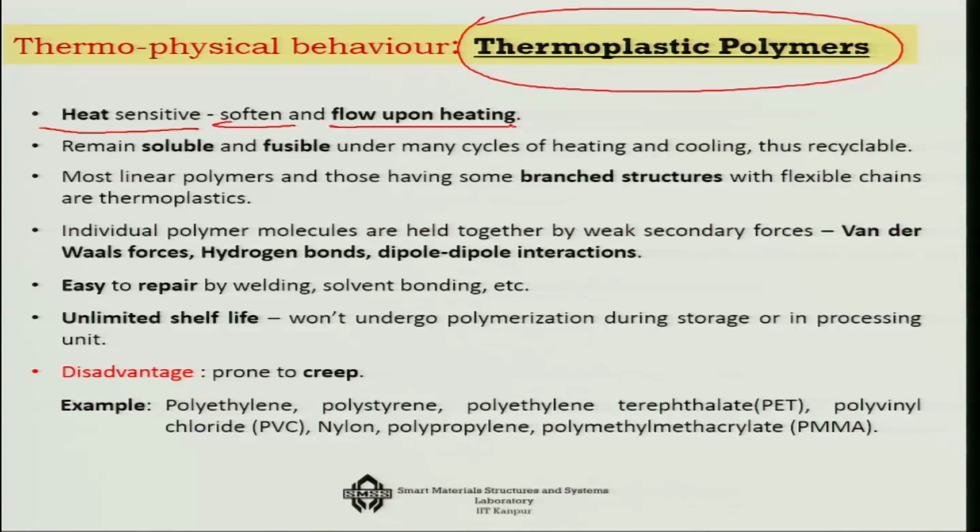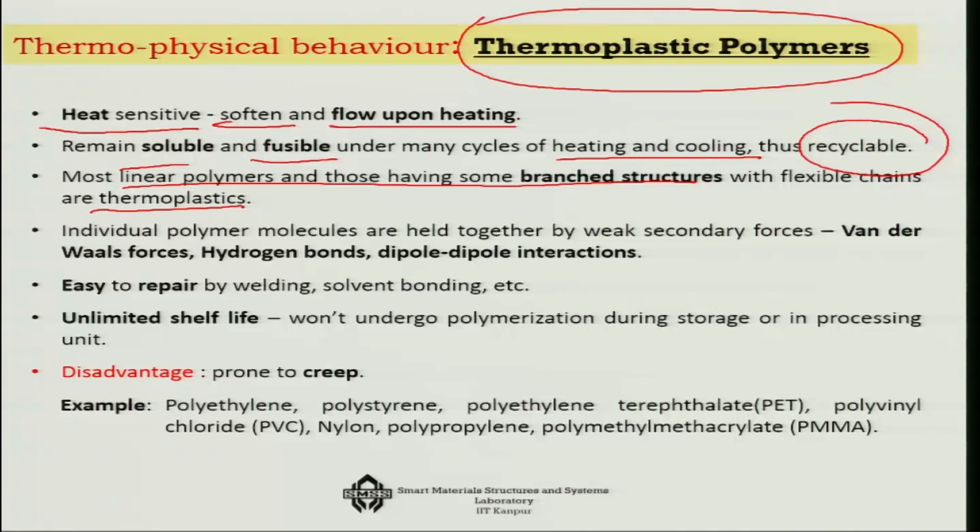It is very easily, one chain can smooth over the other, and I told you that they are soluble and fusible, and this under many cycles of heating and cooling, thus they are recyclable. So, thermoplastic polymers are greener in comparison to thermoset polymers. Most linear polymers and those having some branch structure, I told you already that these are actually thermoplastics.